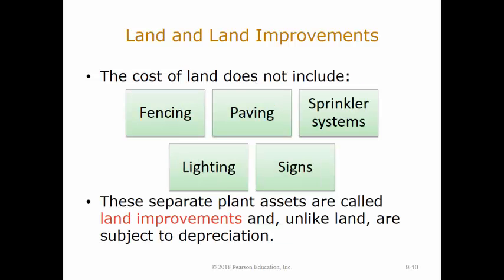The cost of land does not include fencing, paving, sprinkler systems, lighting, signs, and other improvements to the land, such as landscaping. These costs are collectively referred to as land improvements. A land improvement is a depreciable improvement to land. These costs are separately identified from the land itself, and they are depreciated.